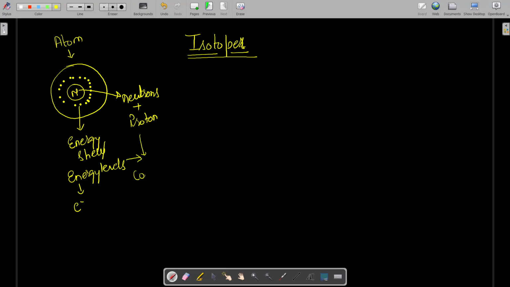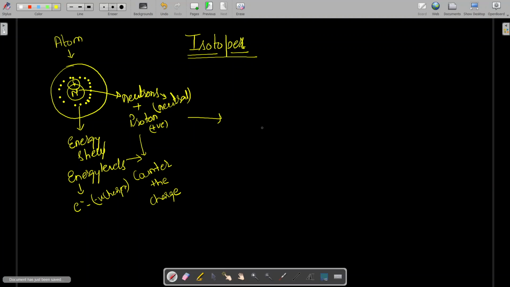Understand my point? The electrons, which are negative in nature, move around the nucleus and maintain the balance, or in appropriate words, counter the charge, because protons have a positive charge and electrons have a negative charge. To counter the positive charge on the nucleus, electrons are needed, and neutrons are neutral, meaning no negative or positive charge. So there are two moieties in an atom.